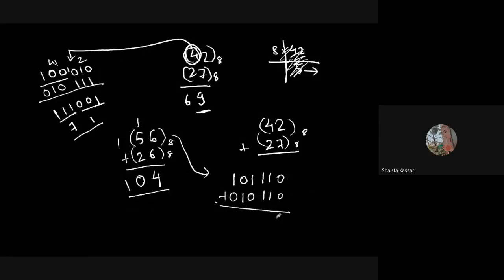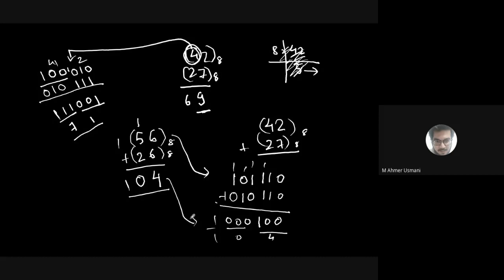0 plus 0 is 0. 1 plus 1 is nothing but 0, carry 1. 1 plus 1 is nothing but it is coming as 1, carry 1. This is nothing but 0, carry 1. 0, carry 1. So this is nothing but 4. This is nothing but 0. This is nothing but 104. क्या आना चाहिए था? 104. So that means we can get the answer in both the cases.